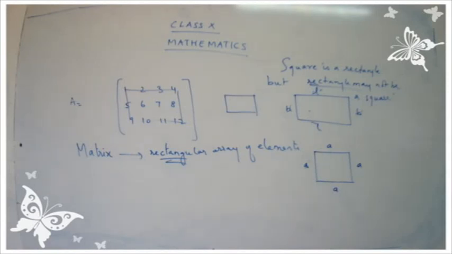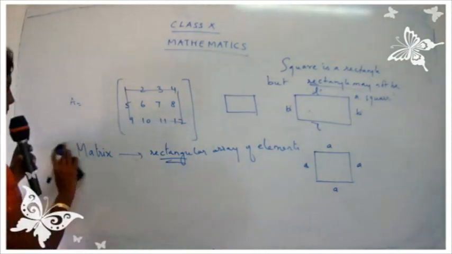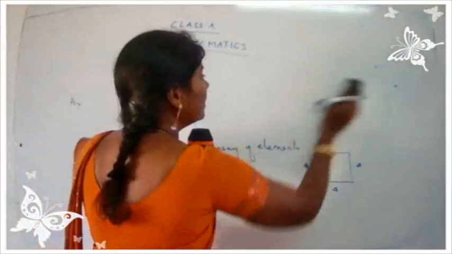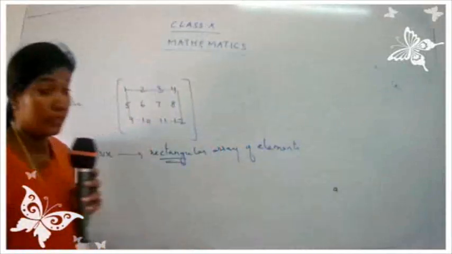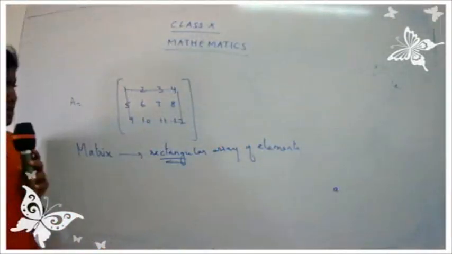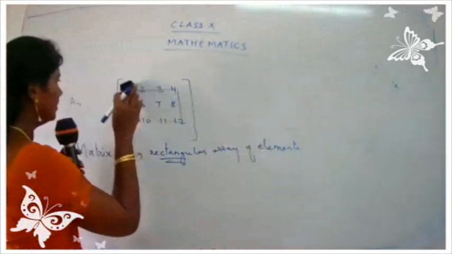What is the meaning of matrix? Matrix is a rectangular array of elements. That is an arrangement of elements in a rectangular form. I hope you are clear with the definition of matrix children. Okay. Now what are the things we are going to see here? The first thing is, we are going to see the rows and the columns. What is a row here? What is a column here? Let's see.